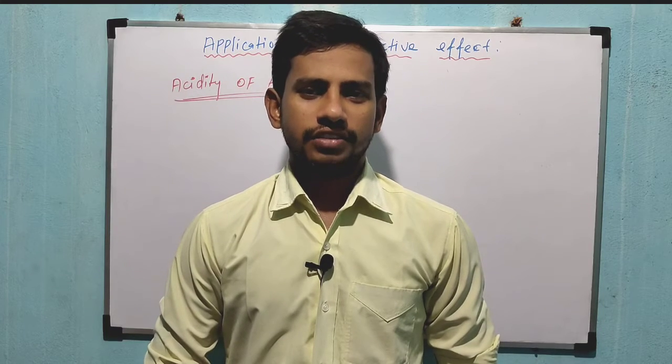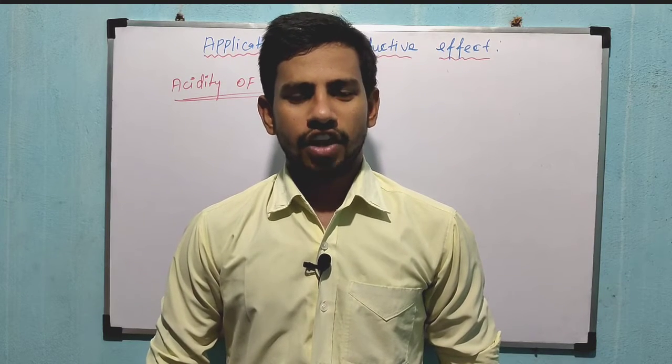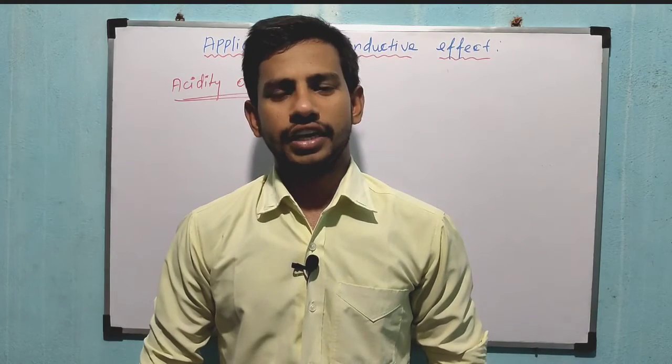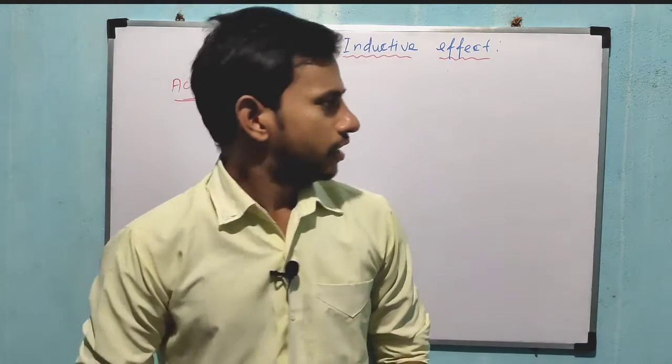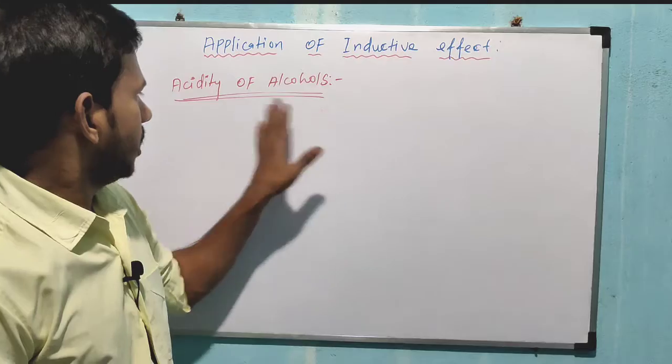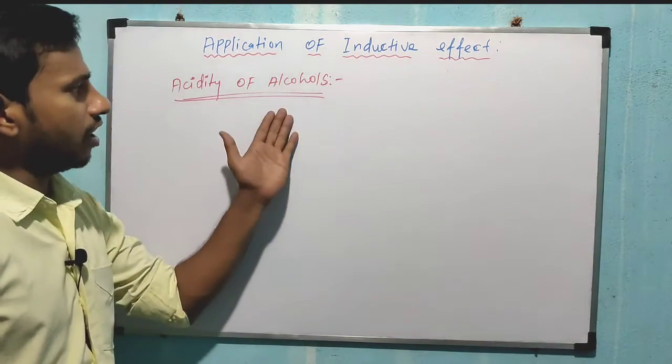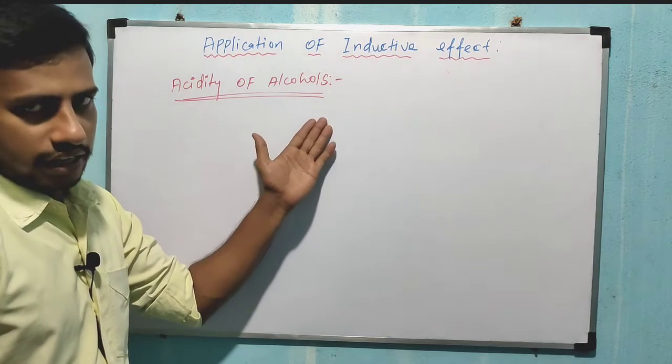Last class we discussed the stability of carbocations, carbanions and free radicals. Today we are going to discuss the acidity of alcohols. Generally, the acidity of an alcohol depends upon its conjugate base.